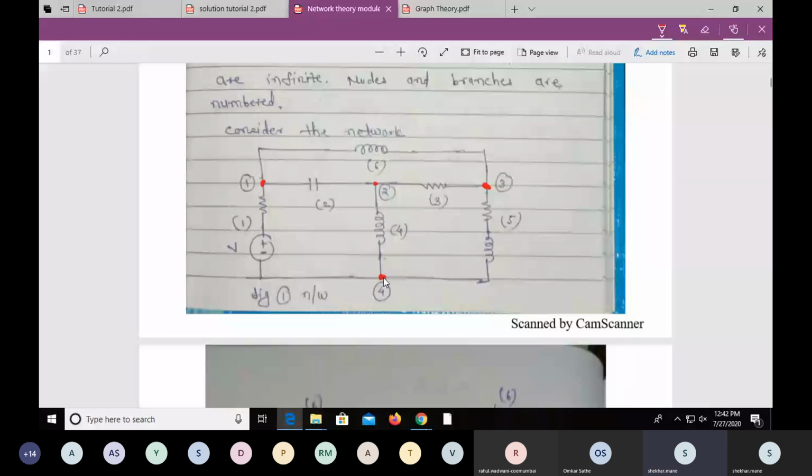So here in this example there are 4 nodes, and a line which connects 2 nodes is called as a branch. A line containing elements, single element or many elements between the 2 nodes is called as a branch. And this is called as a loop. This is also a loop.